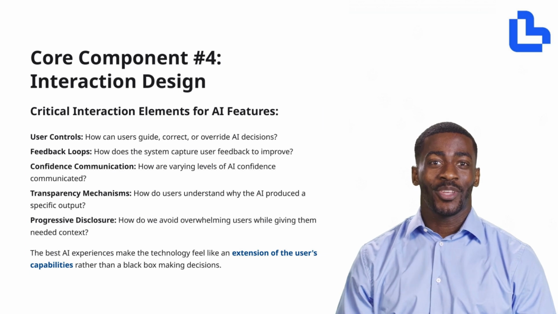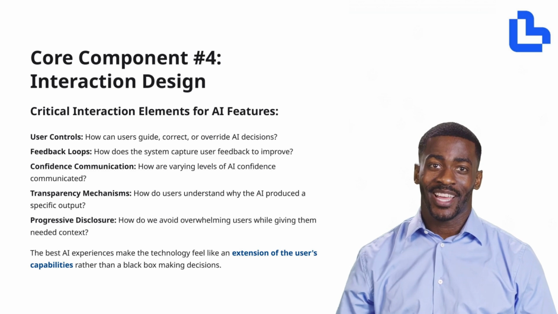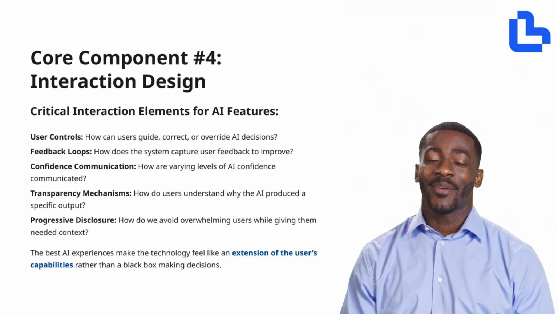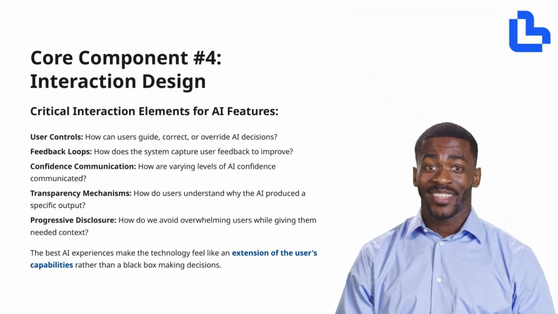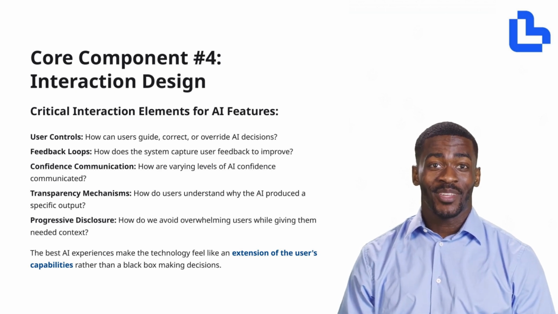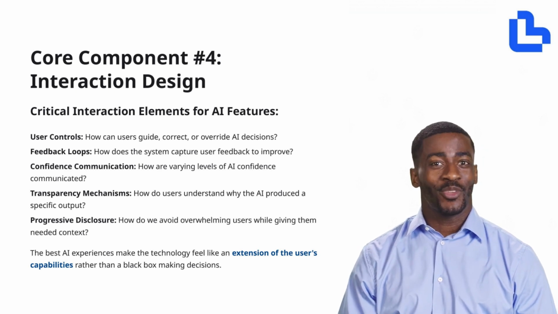The fourth core component of an AI feature specification is interaction design. This is where we define how users engage with the AI, how the system responds, and how trust is built through transparency and control. A well-designed interaction model can make the difference between a feature that feels intuitive and empowering and one that feels confusing or even intrusive.